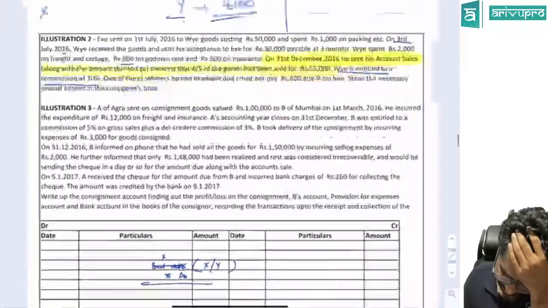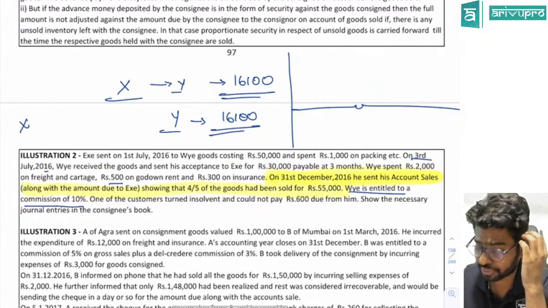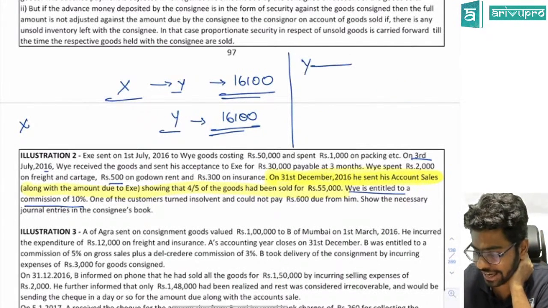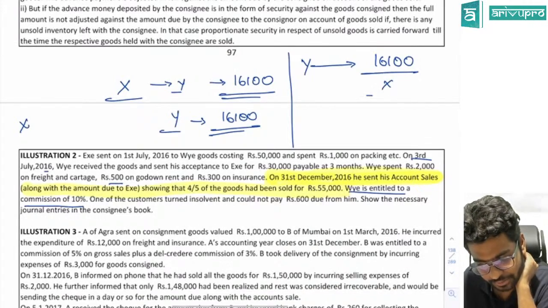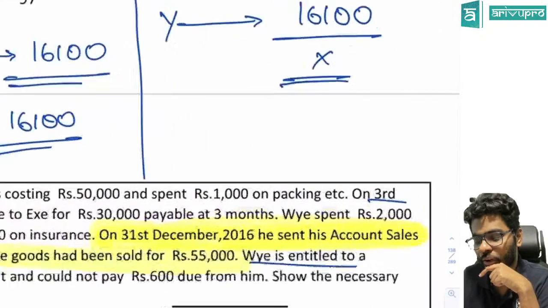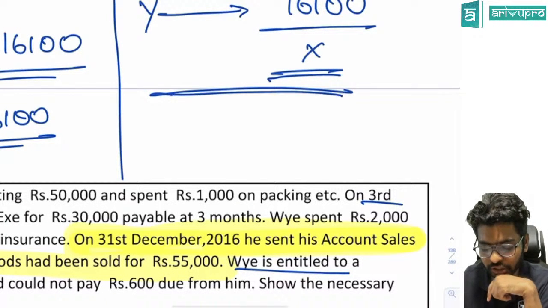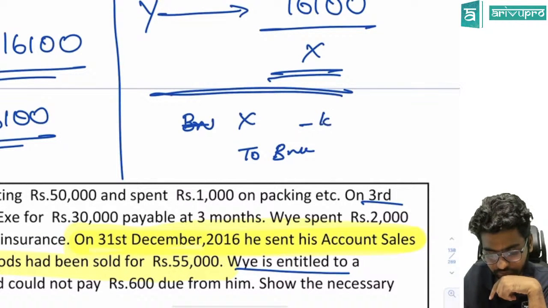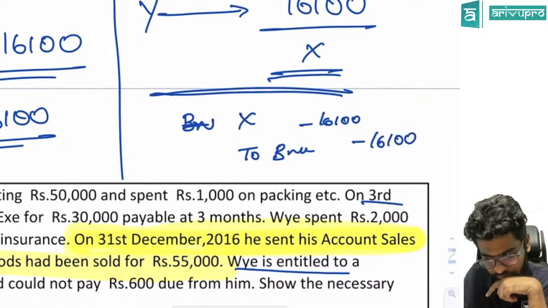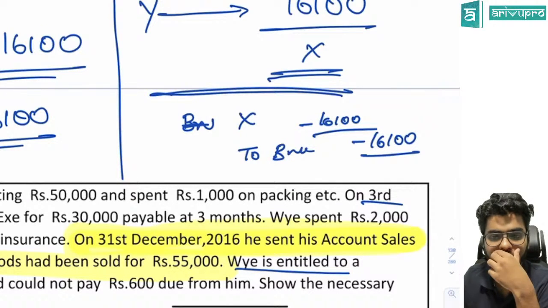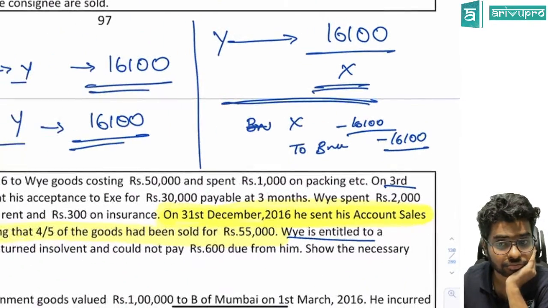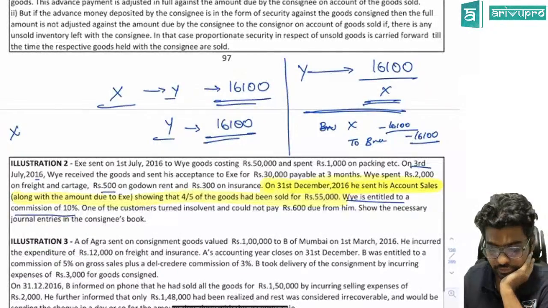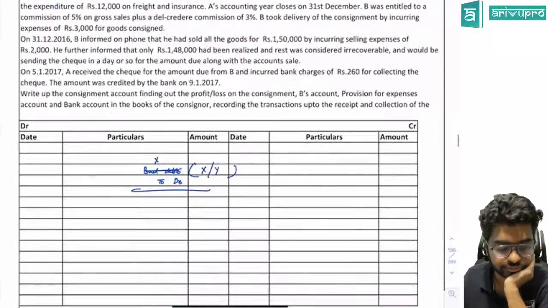Sorry, guys, the last entry. The last entry, Y has to pay 16,100 to X. Thanks, Lavanya. Y has to pay 16,100 to X. So the journal entry becomes X to bank. Thanks, Lavanya. Sorry, I just missed it out.